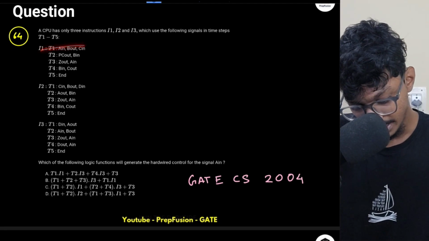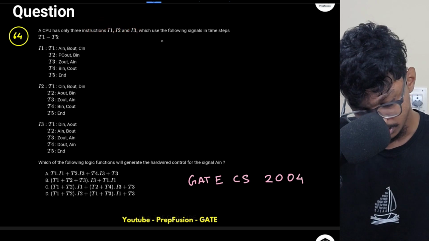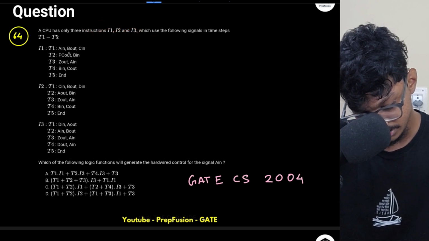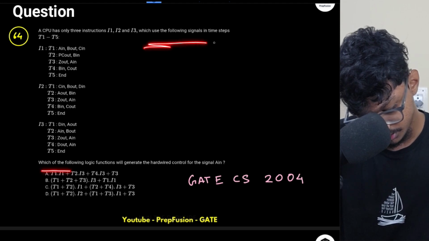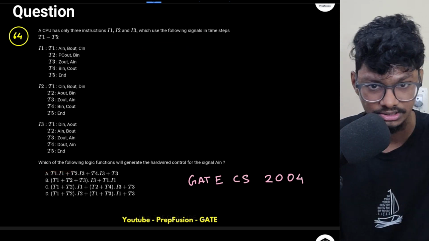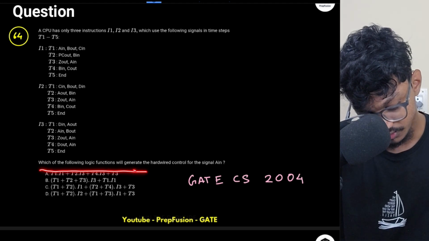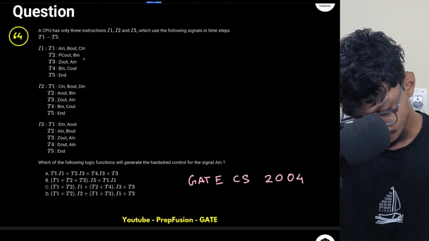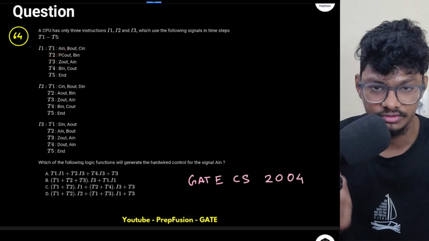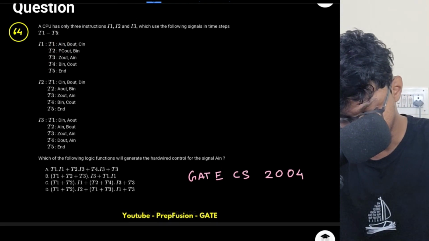A CPU has only 3 instructions, I1, I2, I3. Which of the following signals in time steps, this I1 is this, I2 is this, I3 is this, which use the following signals in clock cycle T1 to T5? Which of the following functions will generate the hardwired control signal for signal AN? So which of the logic functions? This is simple, right? This is just Boolean algebra. You can directly solve it. This is very simple, right?